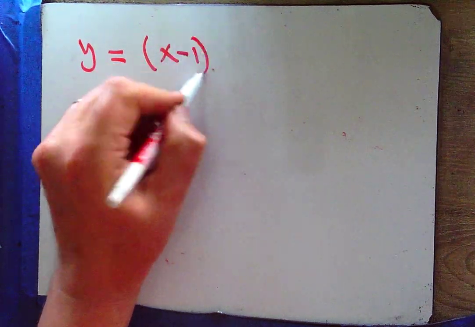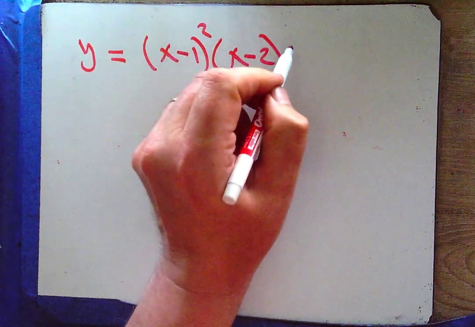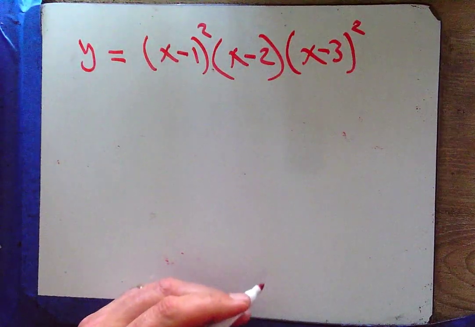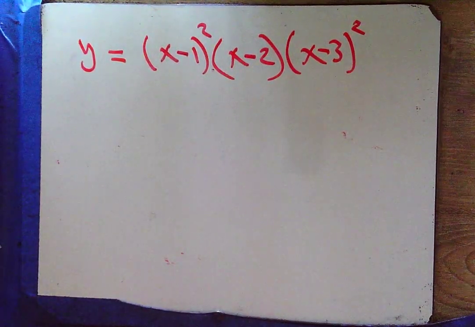All right, so what will this look like? Y equals x minus 1 squared times x minus 2 times x minus 3 squared. Can you graph this polynomial? Pause the video, give it a try.